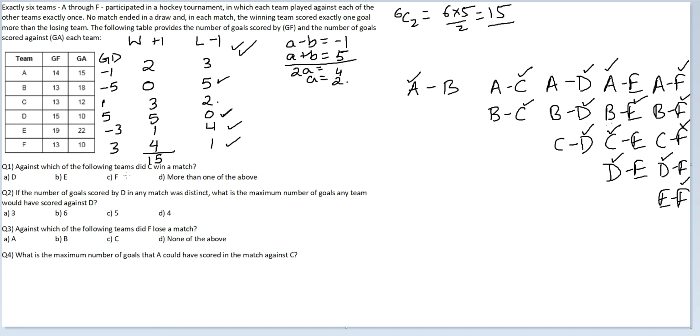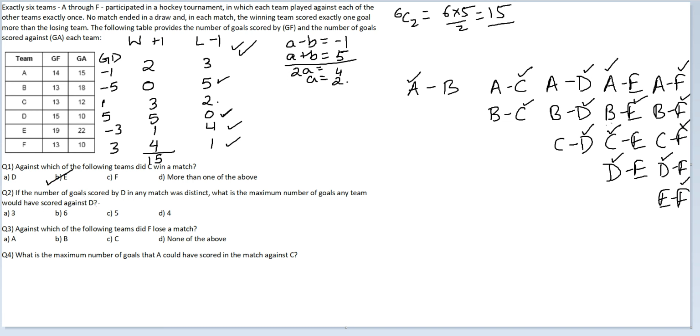Against which of the following teams did C win a match? C wins a match. He won against A, he won against B, and he won against E. A, B, and E. If one of the 3 options exists, yes, E exists. Therefore, option B, answer to question number 1.